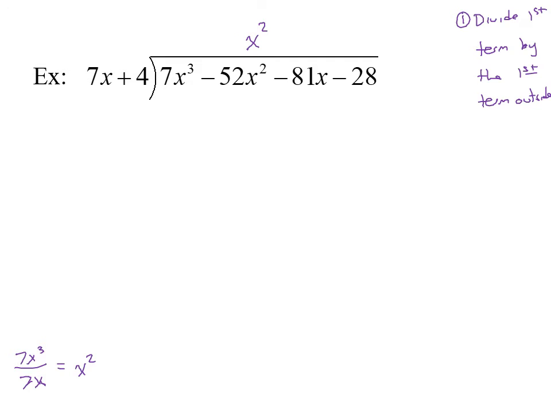Second step. Multiply it back. So the x squared times the 7x sitting way out in front gives me 7x cubed. And the x squared times the 4 gives me 4x squared.